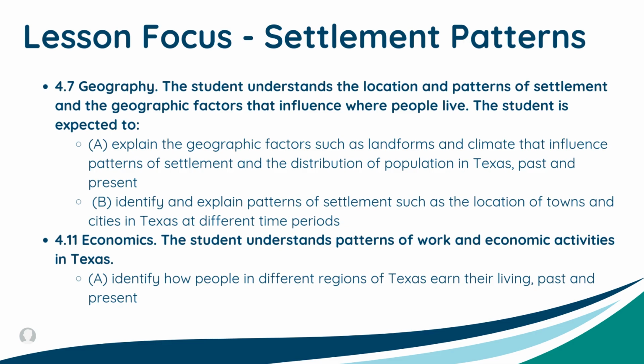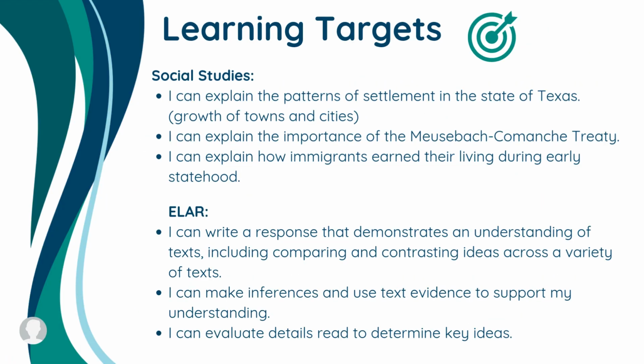So as we identified in the data, 4.7 A and B are areas of focus. And so these are the standards in the lesson that we've chosen on settlement patterns. Here are the learning targets. Notice how they combine history, geography, and economics. So patterns of settlement, the treaty, and how immigrants earned their living.